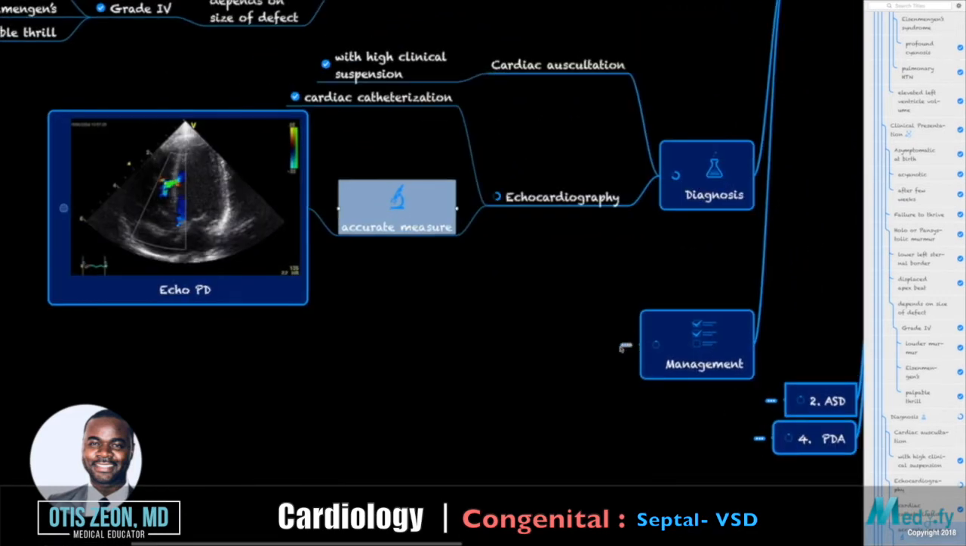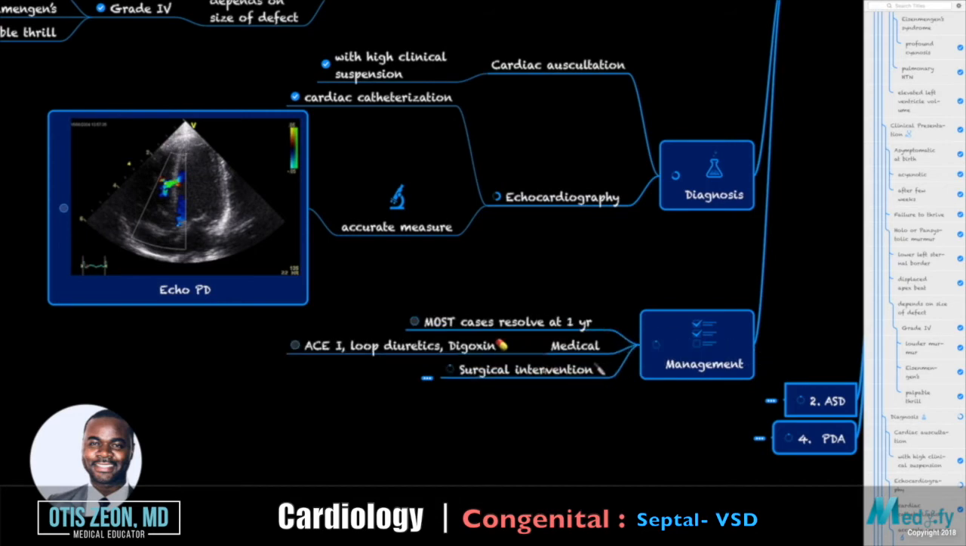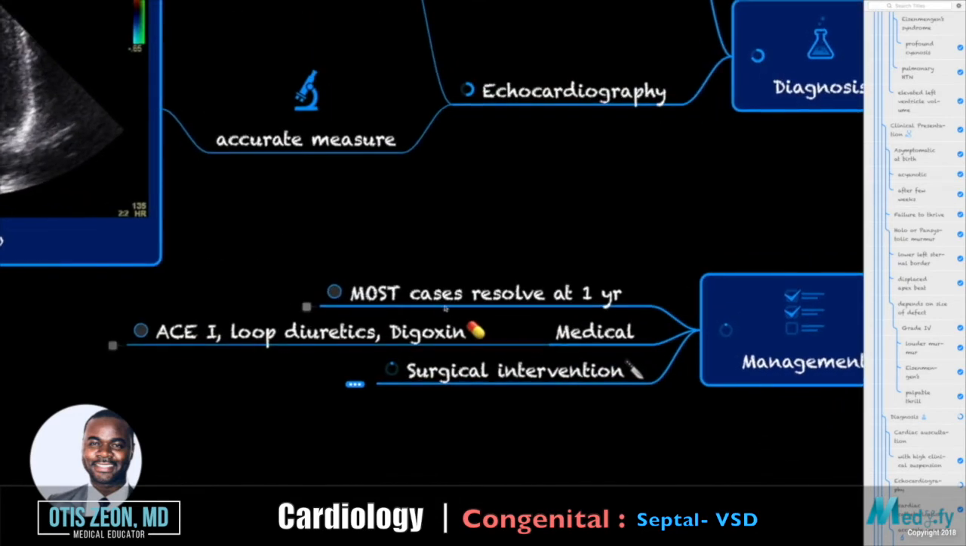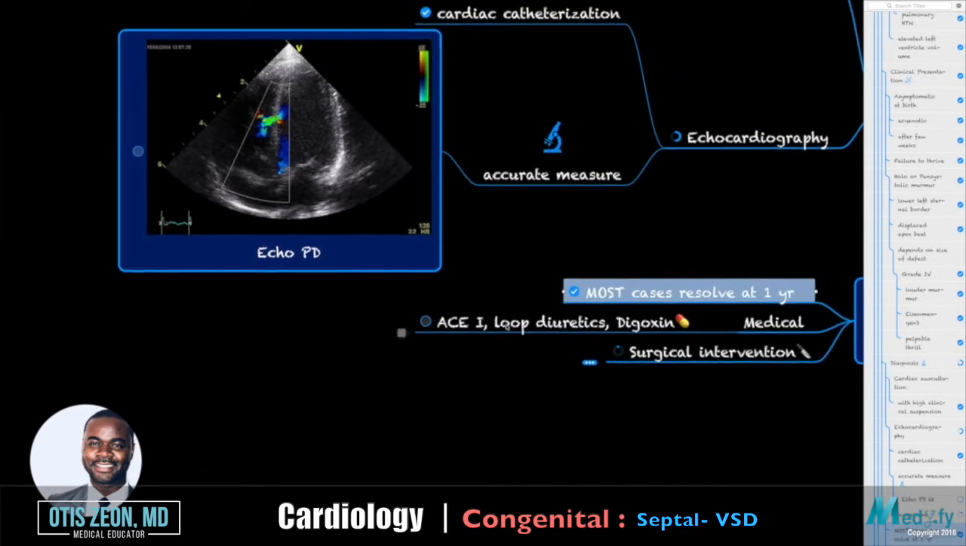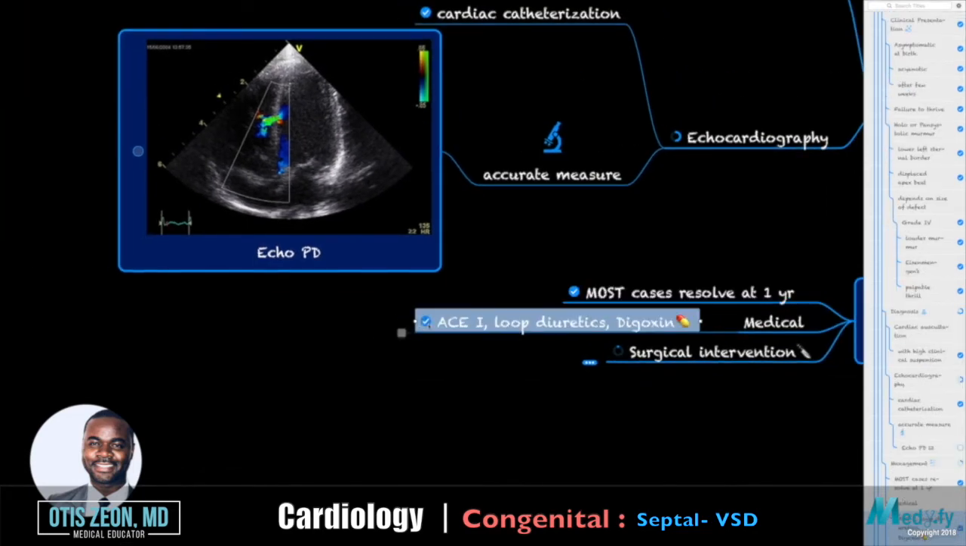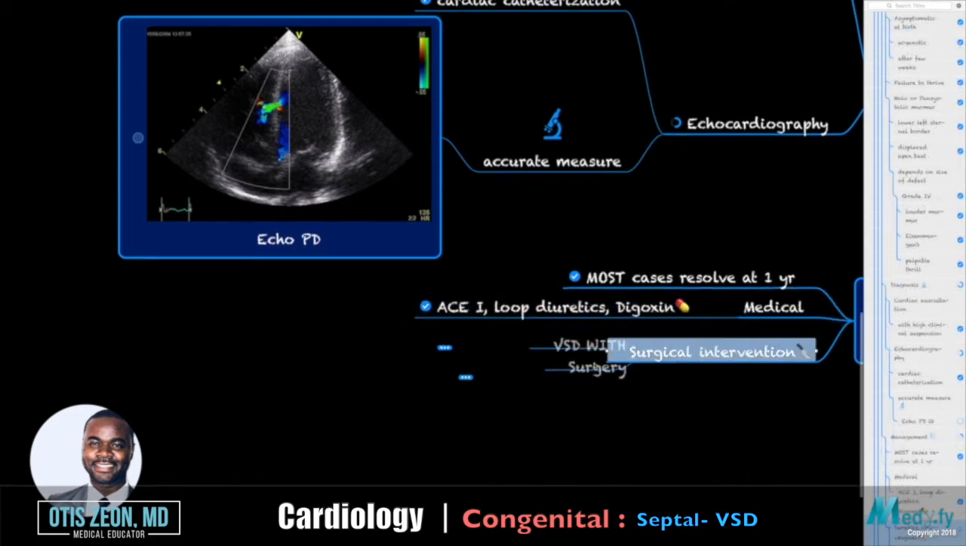In terms of the management for VSD, most VSD will spontaneously regress, especially if it's not large. In some cases you can consider medical management. ACE inhibitors are a good choice. Loop diuretics are a good choice, especially if the ventricle is pumping blood into the right, into the pulmonary circuit. Using diuretics can really help you out here. You can consider medical management.